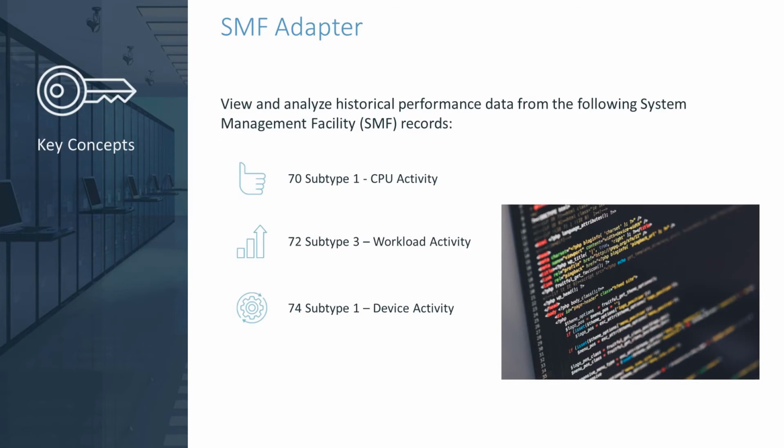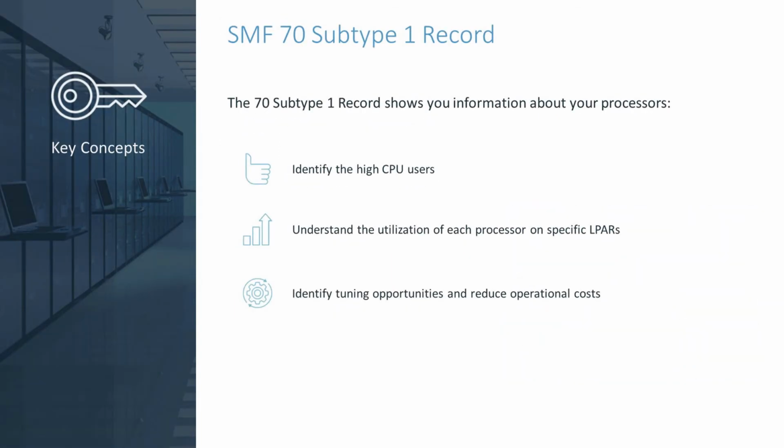Let's talk about why the SMF Adapter might be right for your organization. SMF 70 Subtype 1 records show you information about your processors. You can use this information to identify high CPU users. Imagine a scenario during your 4-hour rolling average. You import this SMF data, and you will understand the utilization of each processor on specific LPARs.